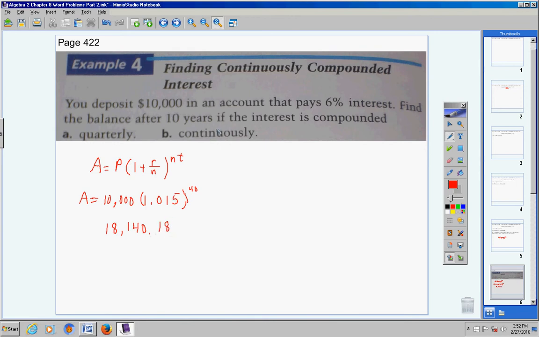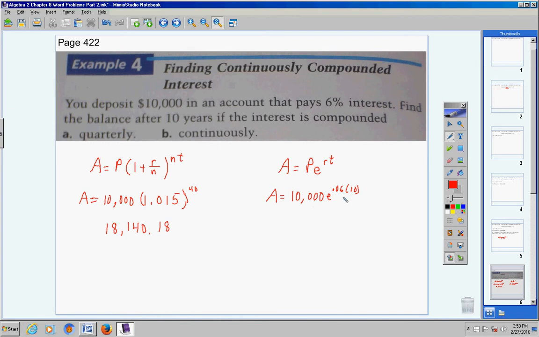Now let's learn a new formula. Now they want us to find the interest compounded continuously, and here's the formula. A equals P times E to the power of RT. Boy, that's a lot easier, isn't it? That's a lot easier. So here we go. A is your ending amount. P is your beginning amount, or your principal, $10,000. E, of course, is just E. It's a number. R would be 0.06, and T would be 10 for 10 years.